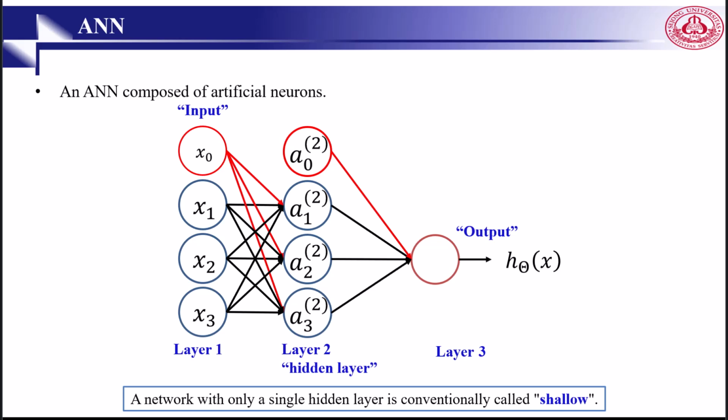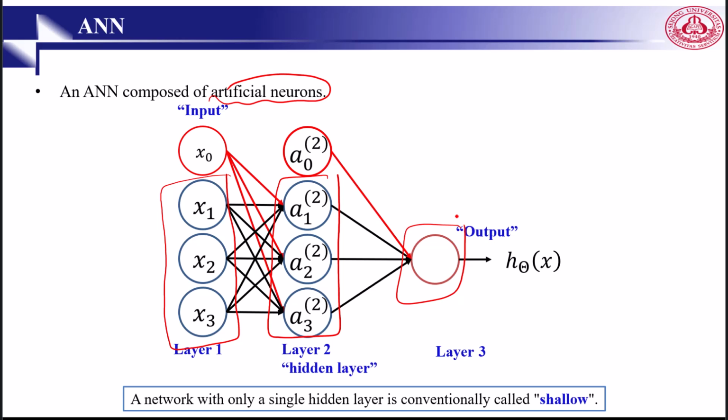So let's closely look at the different components of artificial neural networks. Artificial neural networks are made of artificial neurons in different layers, right? So here we have the input layer. These are the features, or the neurons in the input layer. Then we have one hidden layer here, and we have one output layer here, right?